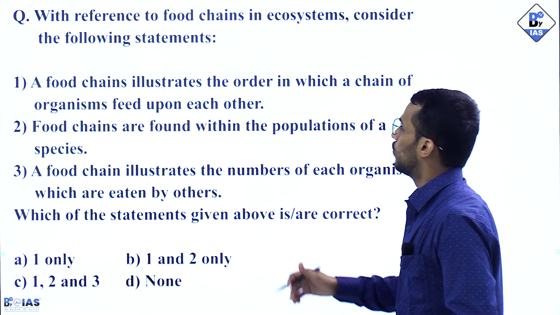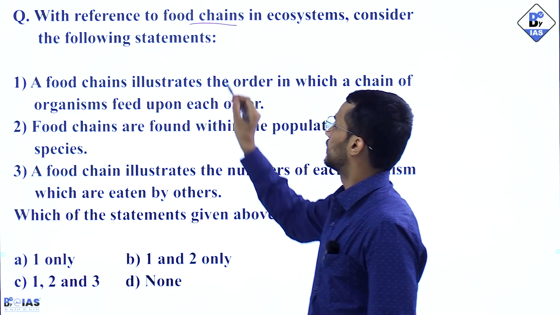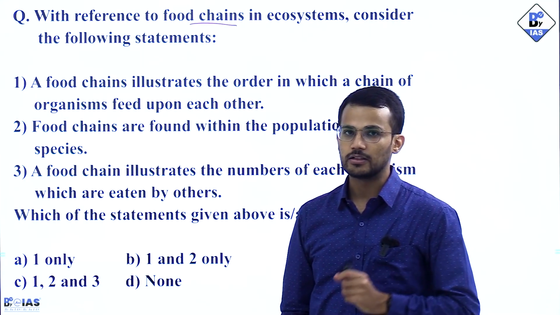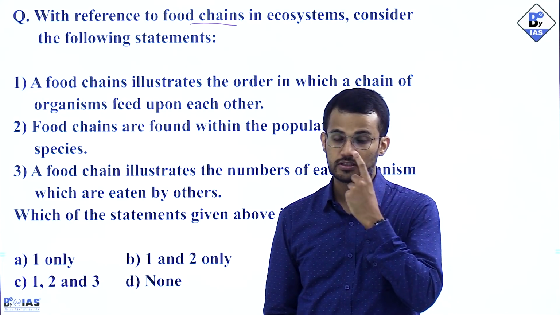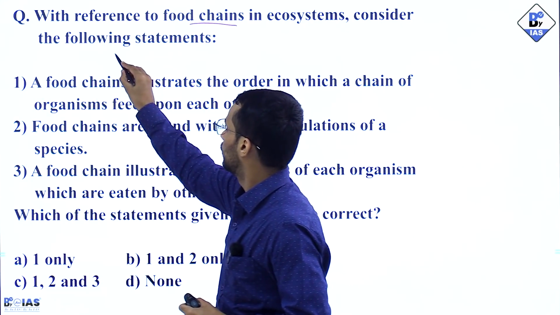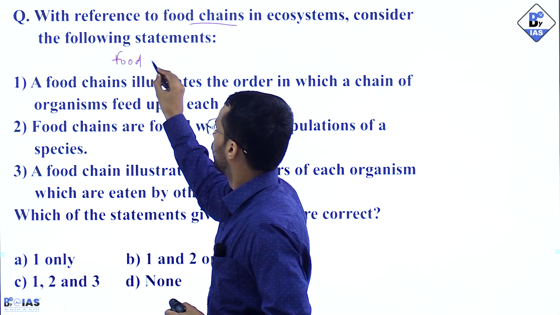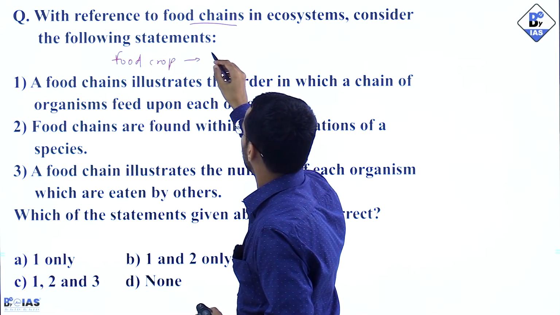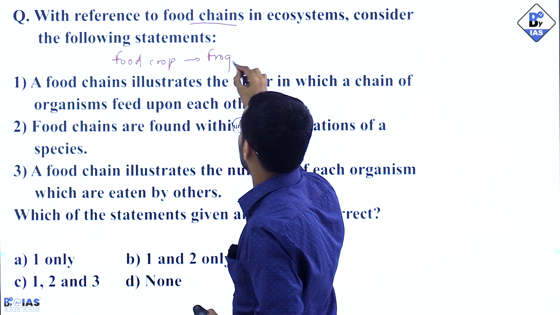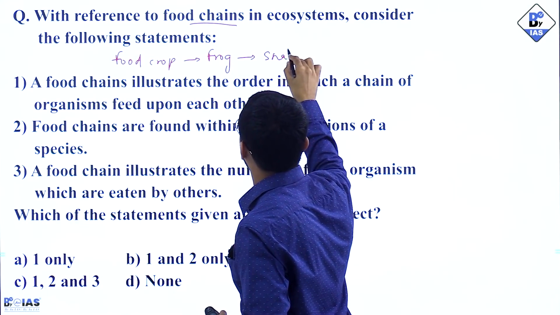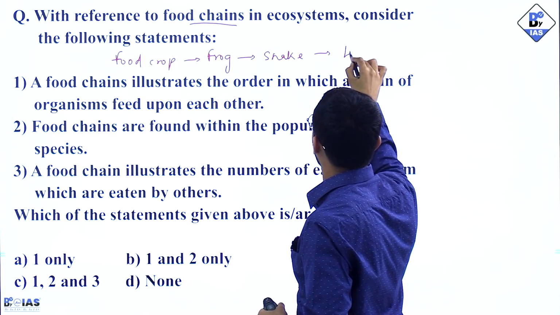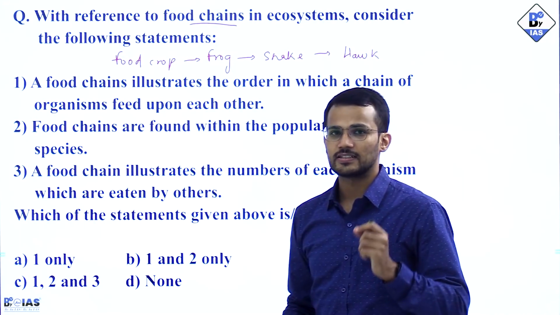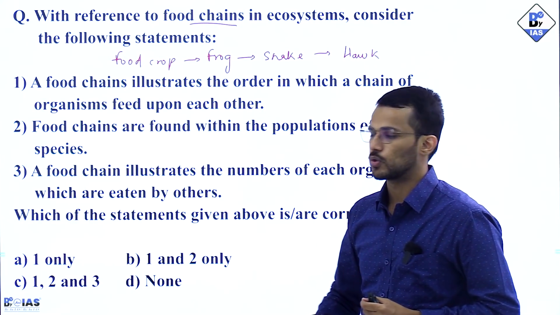Next question is, with reference to food chains in ecosystems, consider the following statements. So we have discussed the first question, in which the food chain was food crop, then let's say frog, then snake, and then hawk. Right? So this is a food chain. So let us discuss the statements that are given in this question.